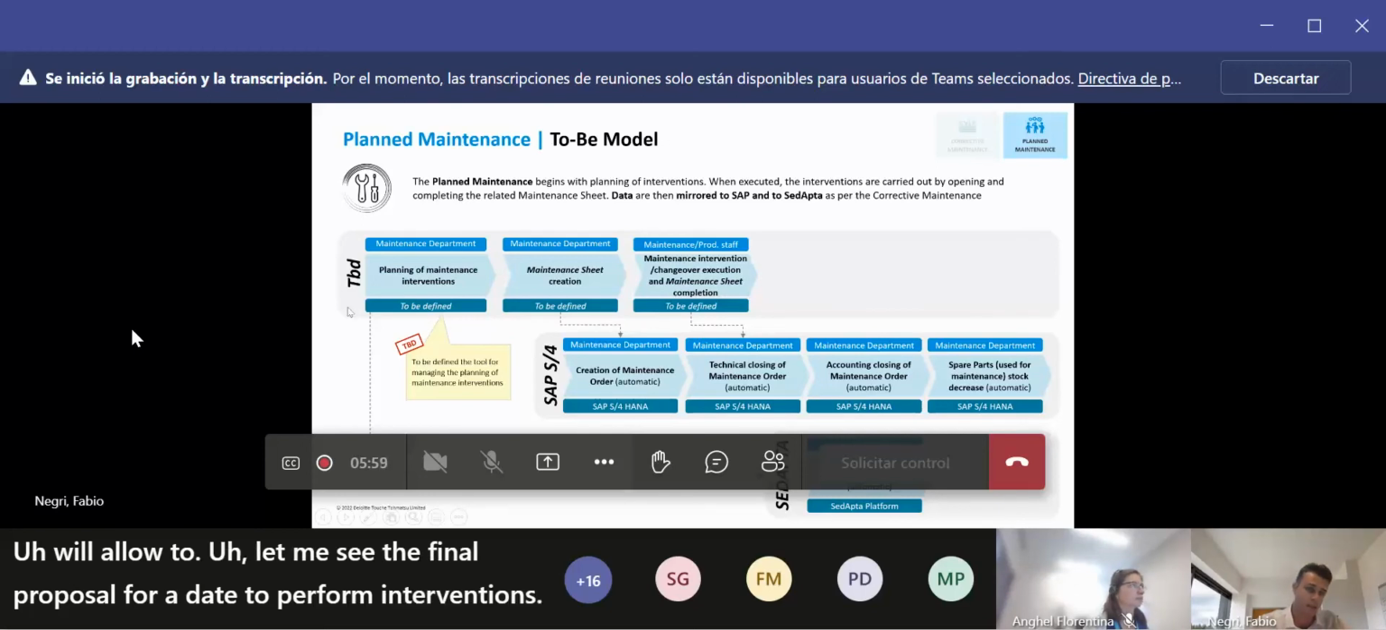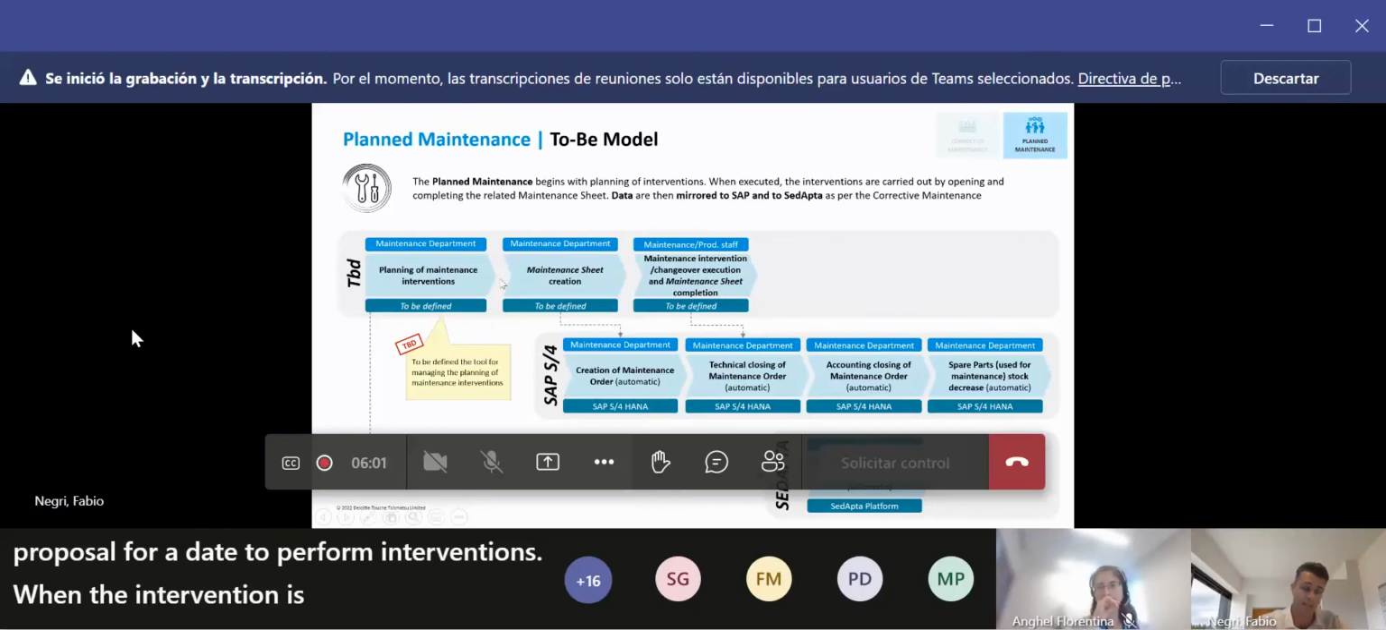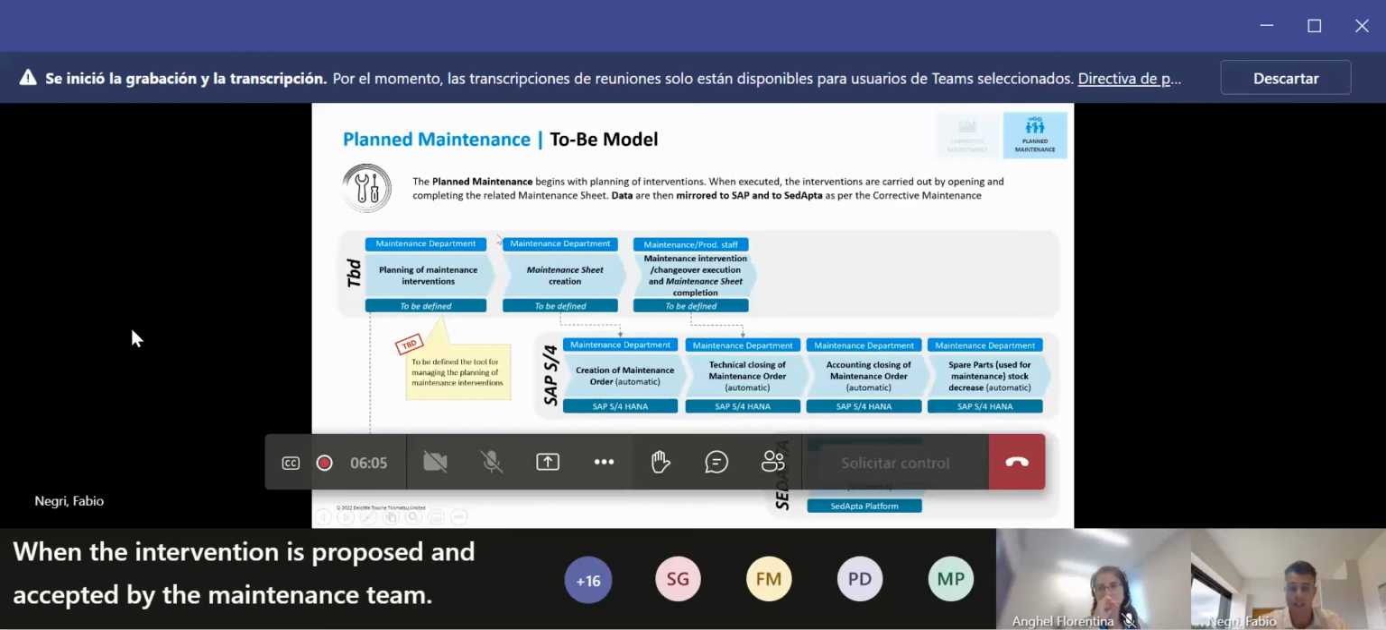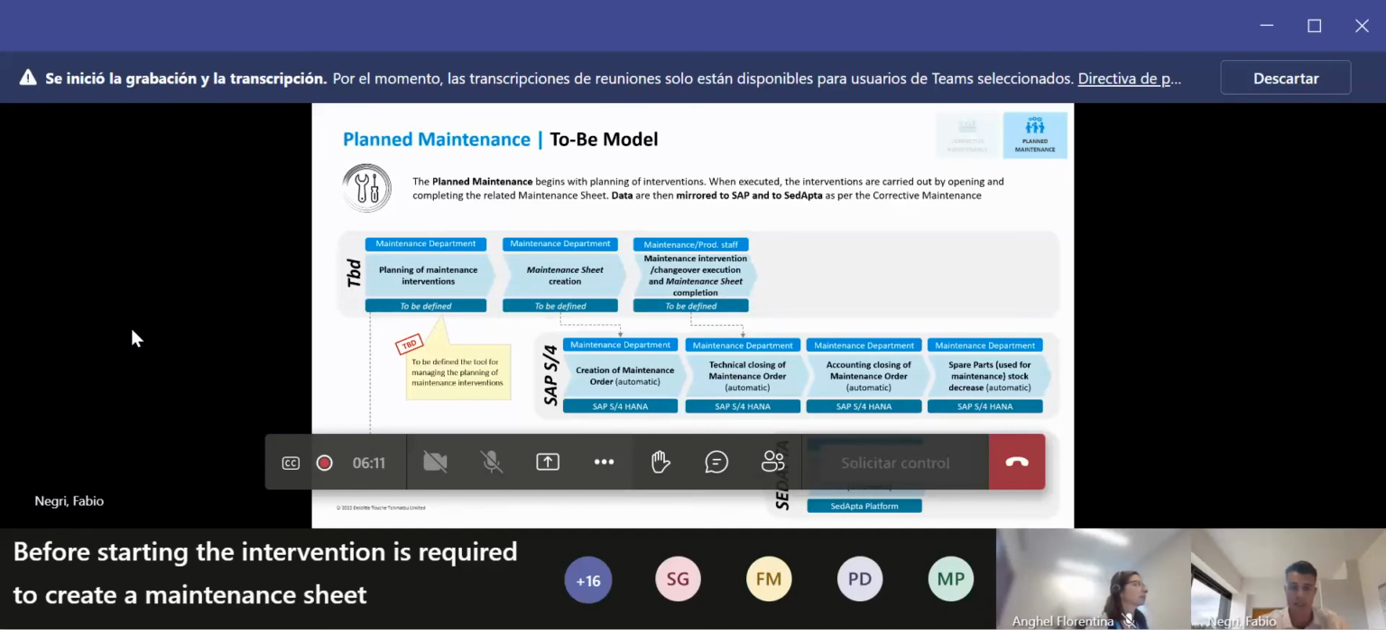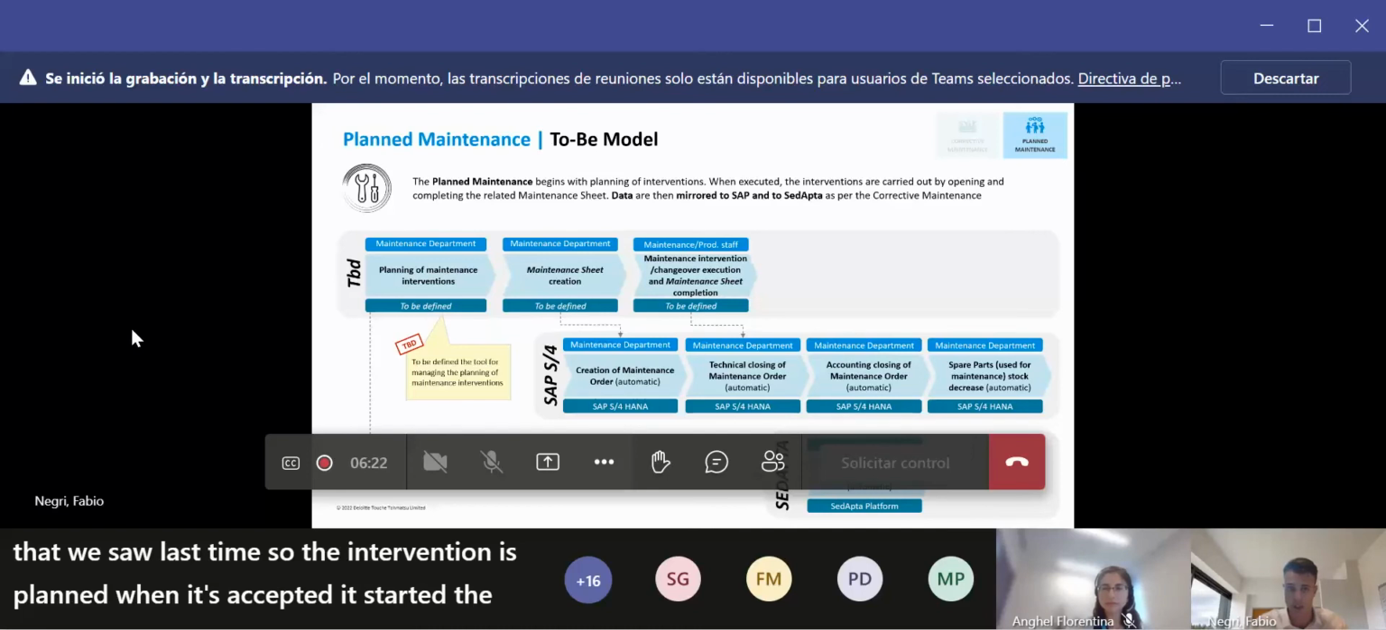When the intervention is proposed and accepted by the maintenance team, before starting the intervention it's required to create a maintenance sheet, therefore a maintenance request like the one that we saw last time. So the intervention is planned, and when it's accepted, it starts the process that we saw last time as per the corrective maintenance.